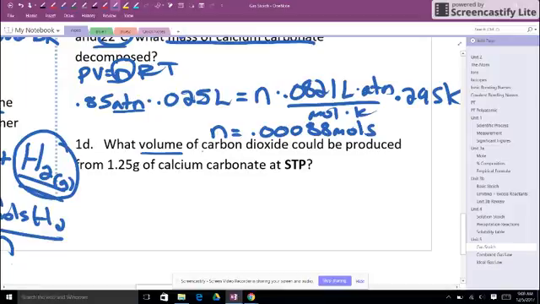What volume of carbon dioxide could be produced from 1.25 grams of calcium carbonate at, whoa, STP? So we're solving for volume. If we were doing gas stoichiometry, we would do the gas stoichiometry first, since we're solving for volume.